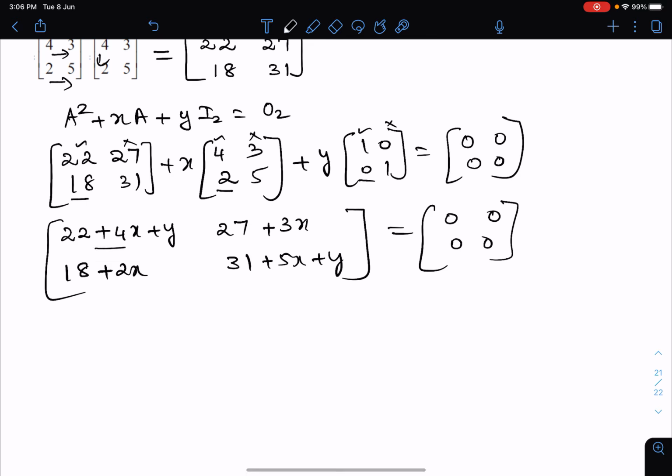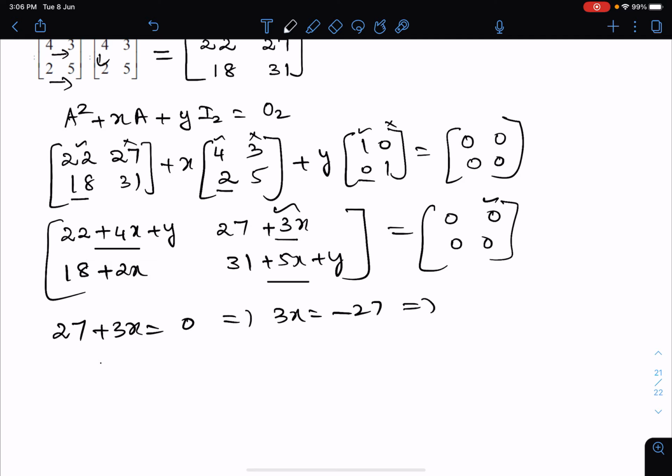You are getting it in the form of an equation. This is one equation with x and y, this is another equation with x and y. Here you got only x, so first we will solve for x. So taking this 27 plus 3x, this is equal to 0. Okay, so second element equal to second element. So this implies 3x equal to minus 27, which implies x is equal to minus 27 by 3, that is equal to minus 9. So our x value is minus 9 is the answer.